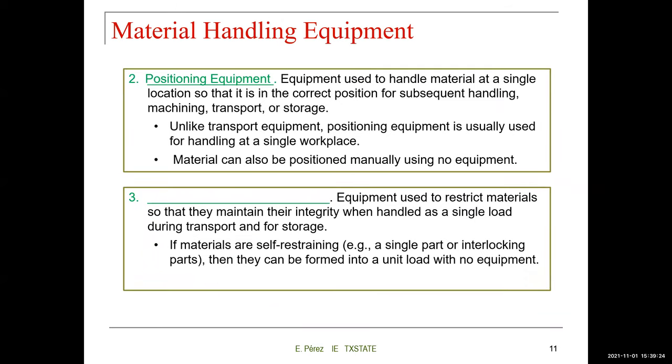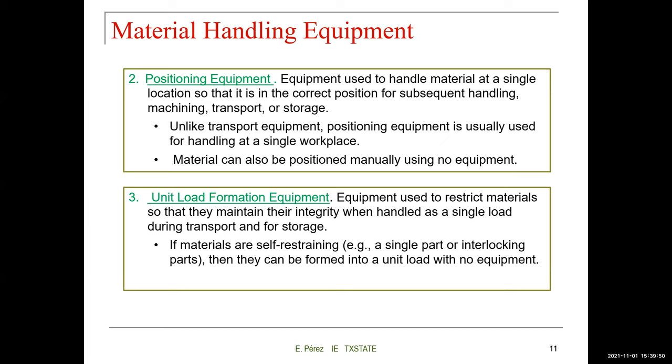Number two is the positioning equipment. This is used to handle material at a single location. So you are not going to be transporting these anywhere unless the product is completed. So that it is in the correct position for subsequent handling, machining, transport, and storage. Unlike transport equipment, positioning equipment is usually used for handling at a single workplace.